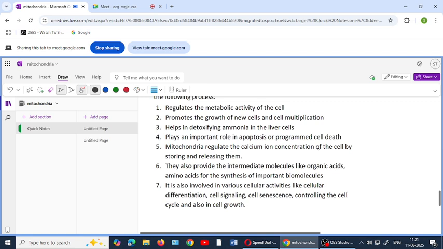Plays an important role in apoptosis or programmed cell death. The cell will die one day, but it will not happen within few seconds. It was programmed. Programmed means here the mitochondria act as a sensor. At the same time, it act as a executioner.